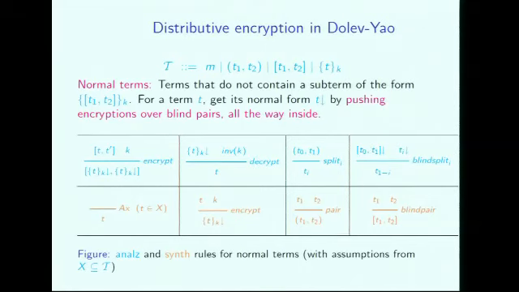So what's the inference system now? Whenever you have a blind pair and an encryption key, you can push the encryption inside. In general, when you have an encrypted term and an inverse key, you can decrypt. Whenever you have an ordinary pair, you can split. When you have a blind pair, you can't split it. You can split it only if you have one of the terms, and then you can get the other. The synthesis rules are very straightforward. Whenever you have keys, you can encrypt, or you can form pairs and blind pairs.